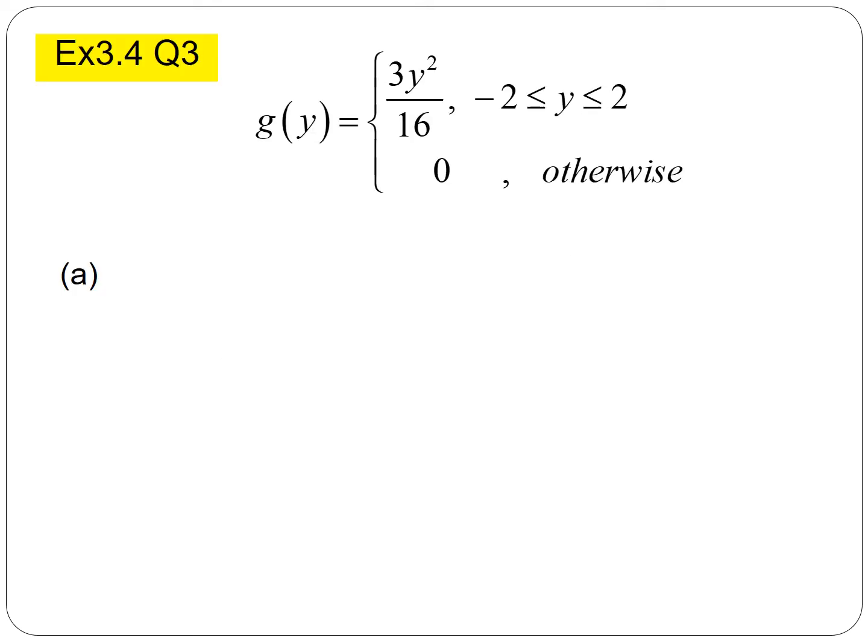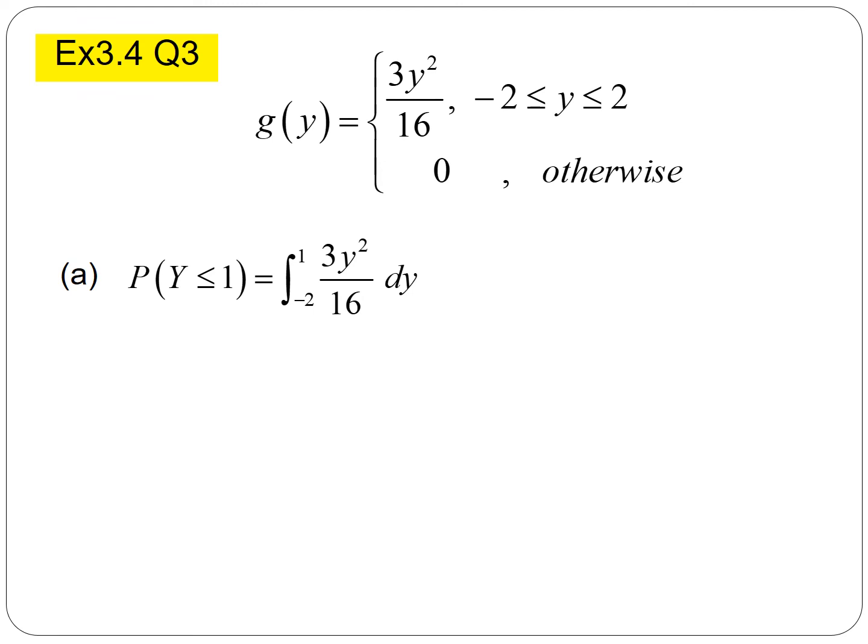Now, look at your textbook, exercise 3.4, question 3. Question 3 says that y is a continuous random variable with probability density function as shown in the slide. So you need to calculate the probability of y less than 1 and the probability of the modulus of y less than 3 over 2.